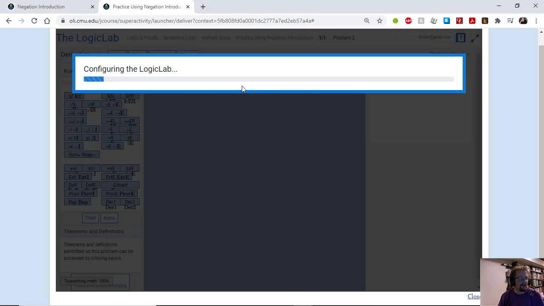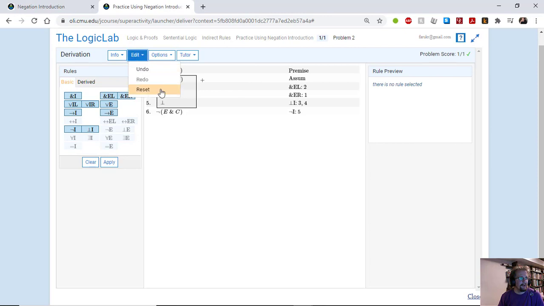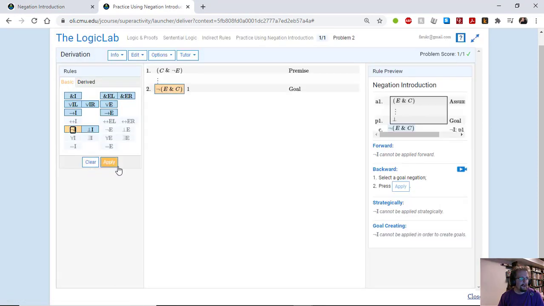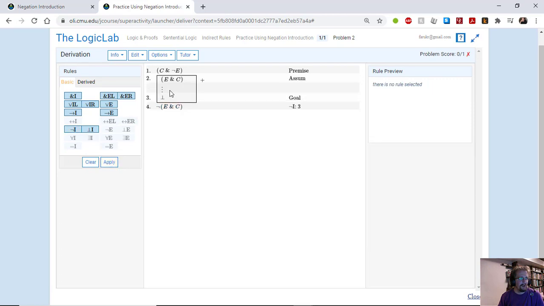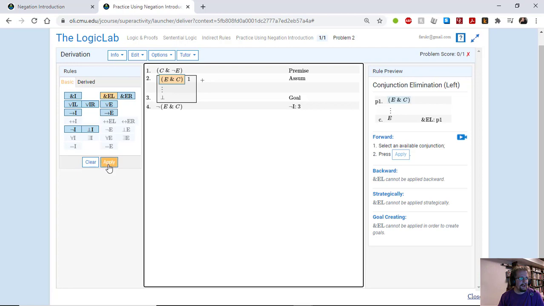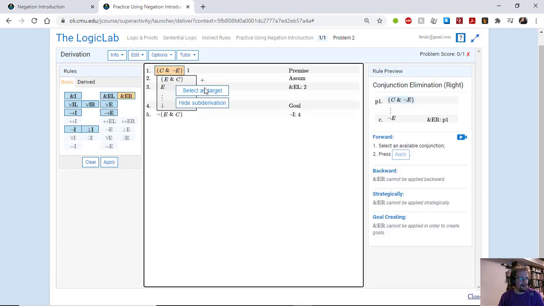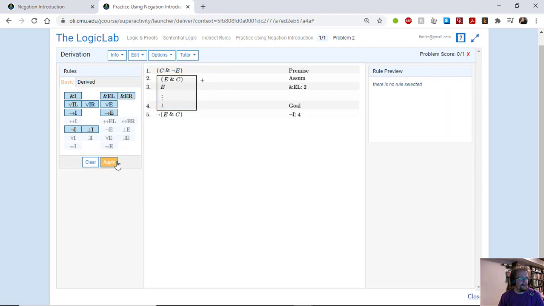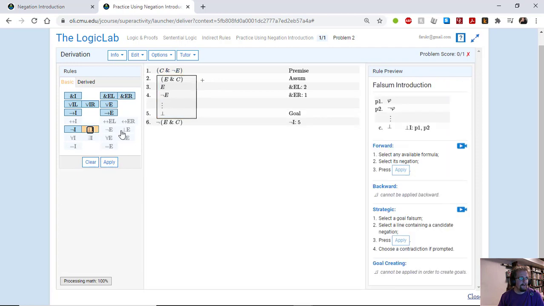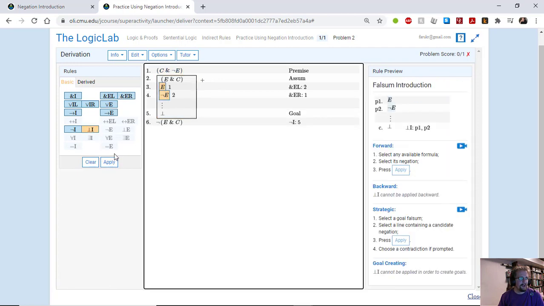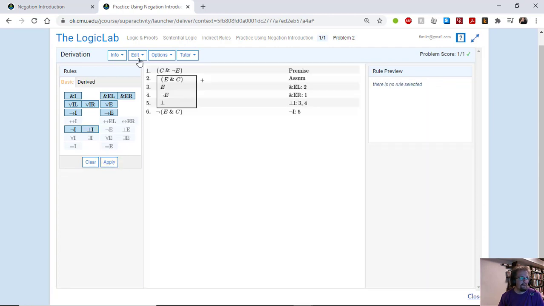So let's take a look at this real quick. Reset the whole thing. We'll do negation introduction, apply, we get this. Elimination on the left to get E out, then elimination on the right, inside the box, Falsum Introduction, E and not E, and we're done.